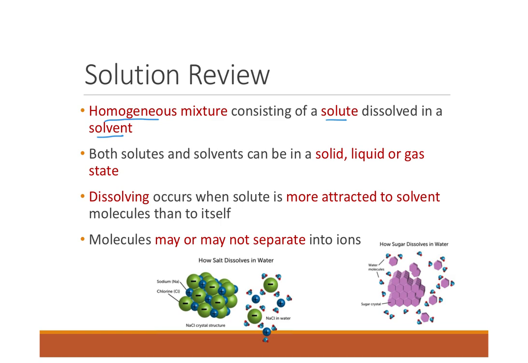Both the solute and the solvent can be any of the three states of matter, any combination of solids, liquids, or gases. The dissolving itself happens when a solute is more attracted to the molecules of a solvent than it is attracted to the molecules within the solute itself. When dissolving happens, molecules may or may not separate depending upon whether we're talking about an ionic compound or a covalent compound. Ionic compounds will separate into ions, whereas covalent compounds stay as molecules and then just these individual molecules pull apart from each other.